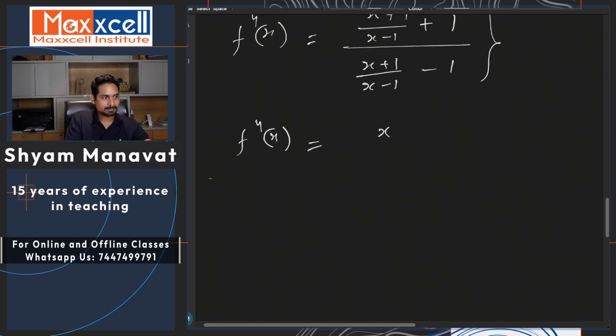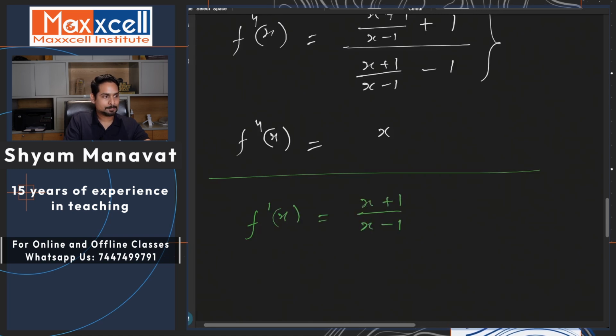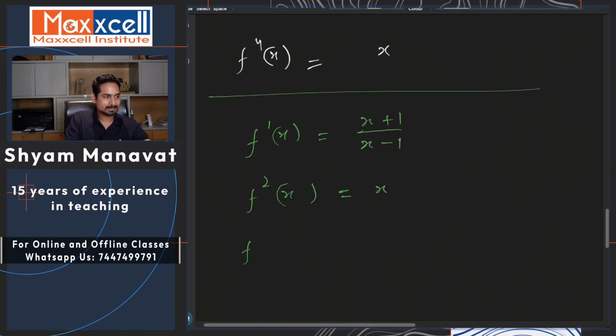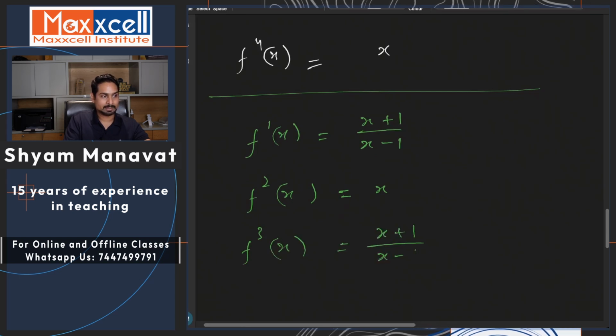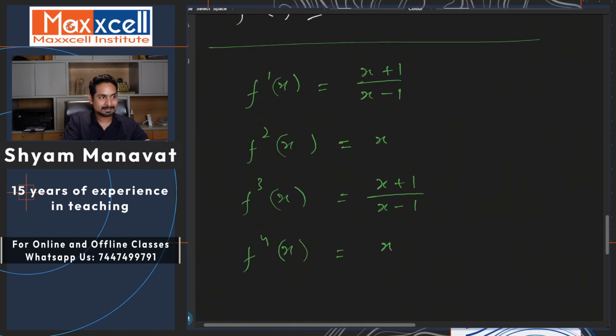Okay, that's x. Do you see any cycle which is repeating in this case? The first iteration was x plus 1 by x minus 1 as per the question, right? Second iteration we got x. Third iteration again we got x plus 1 by x minus 1. And fourth iteration again I got x. So you see that there is a cycle which is repeating.